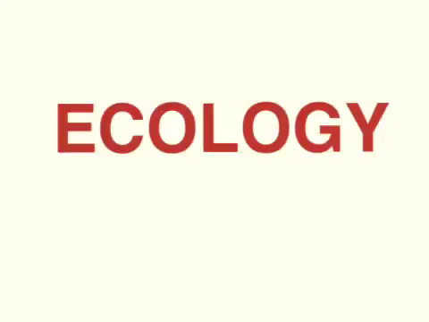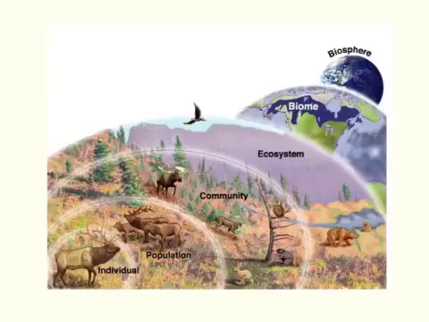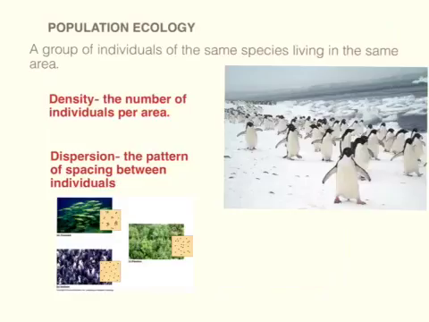In this video, we are going to be talking about ecology. So in ecology, there are 7 different levels. There's an individual, there's a population, there's a community, ecosystem, biome, and biosphere. And in this video, we're going to be going over population and community.